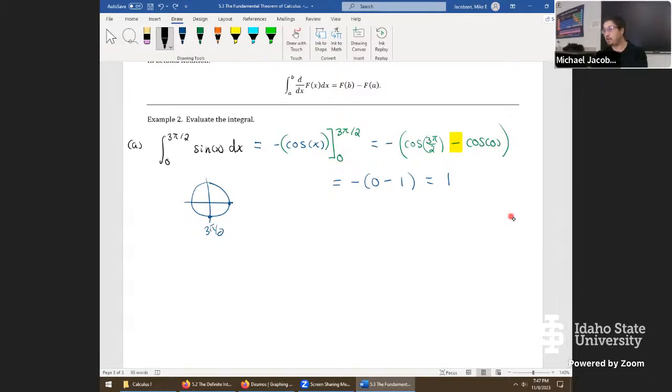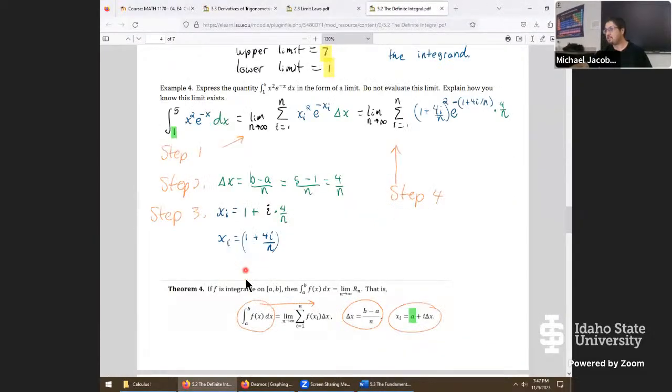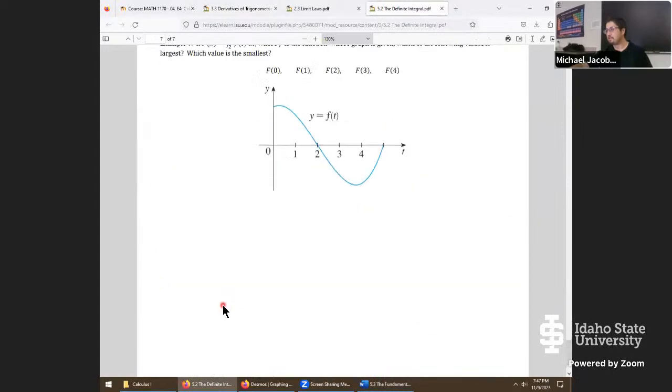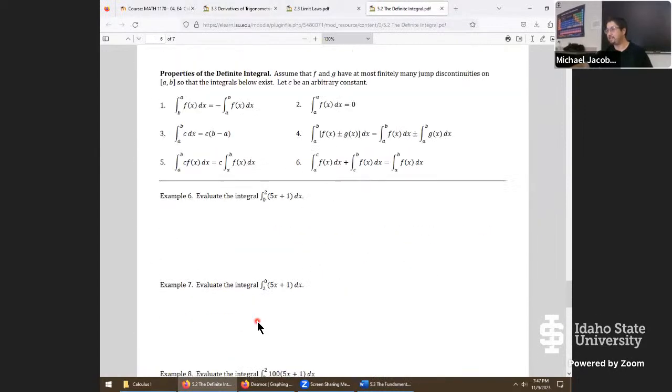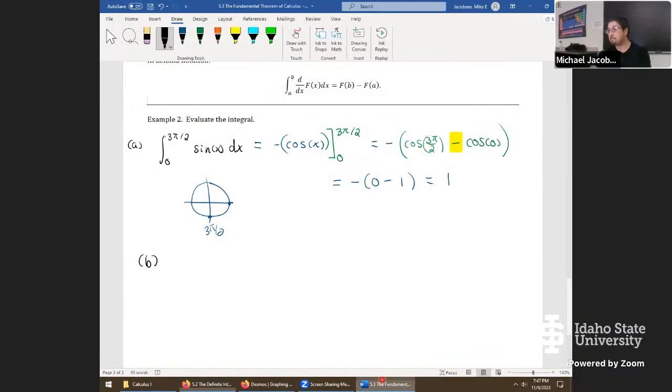Okay, let's try out another one for our part B. Let's do another throwback, and we'll do some harder ones as we go. Let's do, oh, that's not uploaded yet, but let's do this one right here. 0 to 2 of 5x plus 1. That's a decent problem to start off with this theorem. So we want the definite integral from 0 to 2 of 5x plus 1 dx.